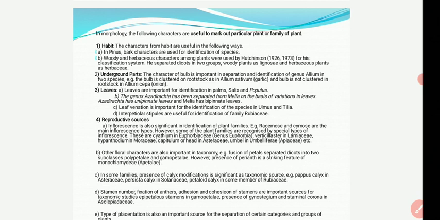Next, stamen number, fixation of anthers, adhesion and cohesion of stamens are important sources of taxonomic studies. For example, epipetalous stamens in Gamopetalae, presence of gynostegium and staminal corona in Asclepiadaceae. Type of placentation is also an important source for separation of certain categories and groups of plants.